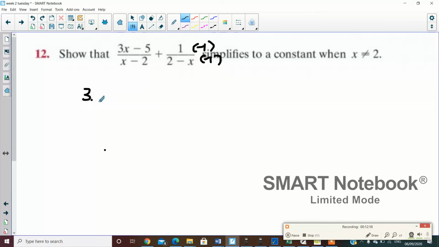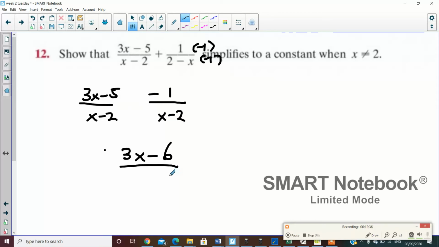So we have 3x minus 5 over x minus 2. Multiply the second one top and bottom by minus 1, so it becomes a minus 1 on top. And on the bottom, what does it become? It becomes x minus 2. Now they have the same denominator. So it's 3x minus 6. Is that okay? Over x minus 2.